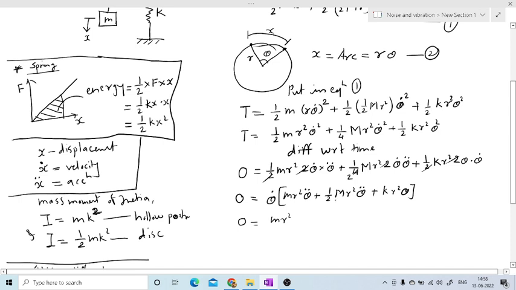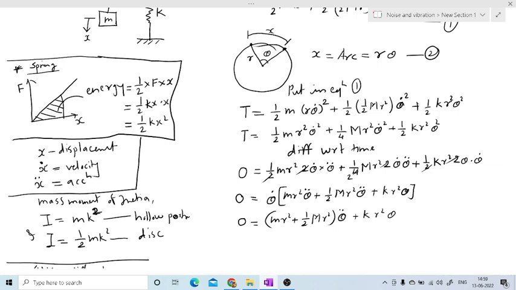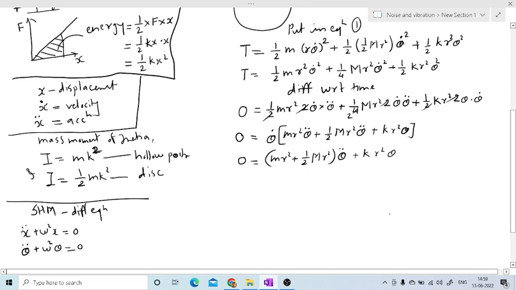From this 2 I will take theta dot common, so this will become 1 half capital M r square into theta double dot. So I have taken the theta dot common from these 2 plus k r square theta. Now to convert this equation into standard form, that is x double dot or theta double dot, I'm going to divide this equation by this total term.